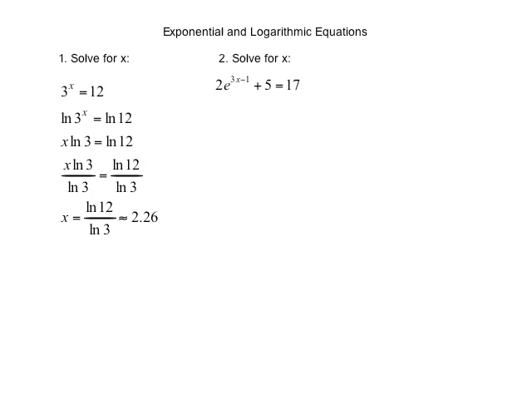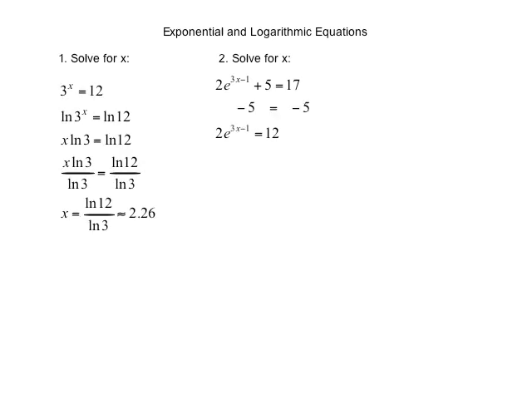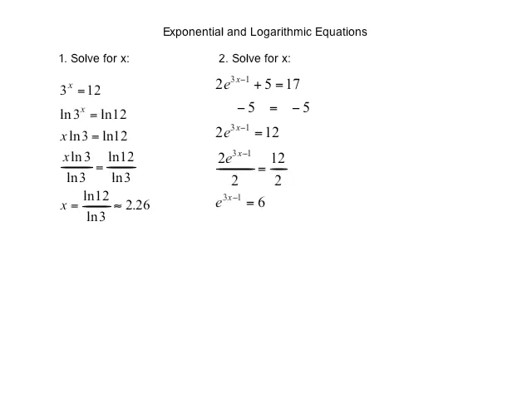Number 2, solve for x. 2 e to the 3x minus 1 power plus 5 equals 17. So what are we going to do first to get the x by itself? That's right, subtract 5. So then we get 2 e to the 3x minus 1 power equals 12. And then what are you going to do? That's right, divide both sides by 2, and you get e to the 3x minus 1 equals 6.